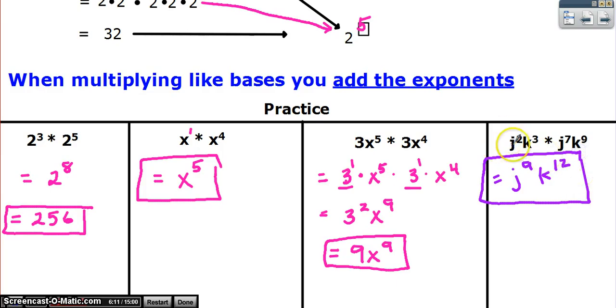All right, so just add the 2 exponents for the j, add the 2 exponents for the k. You got j to the 9th, k to the 12th.